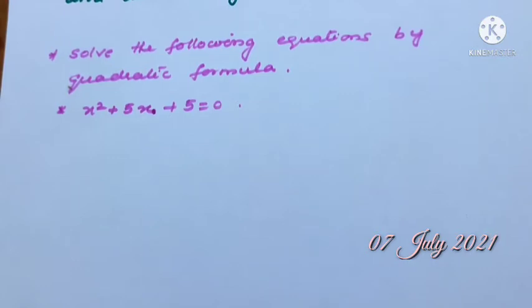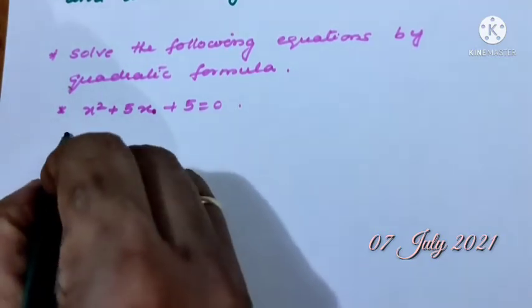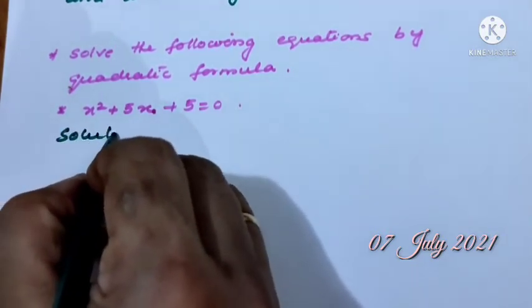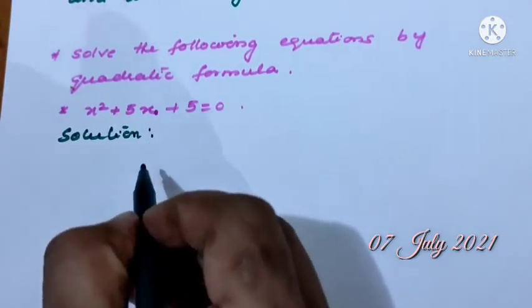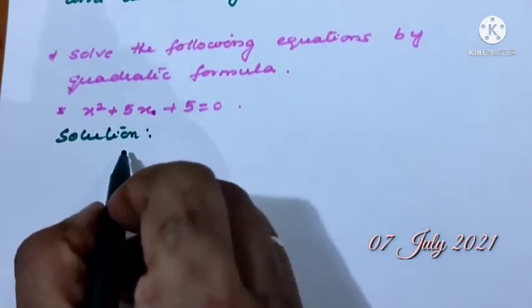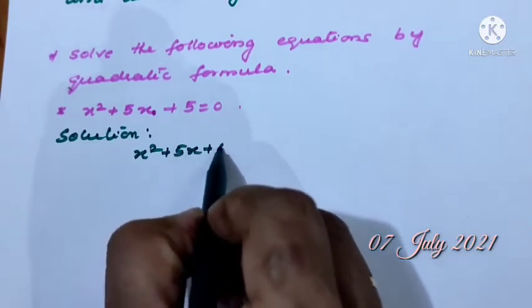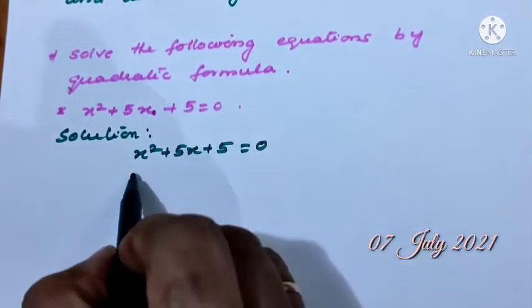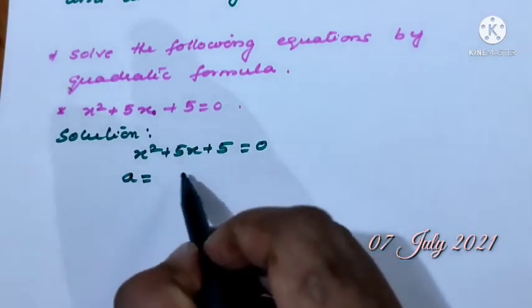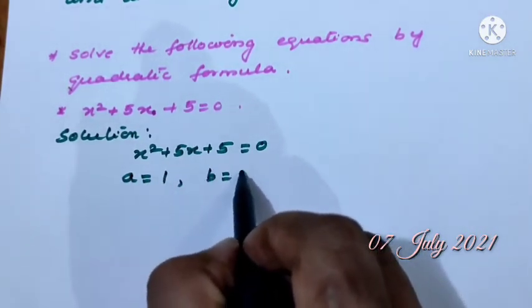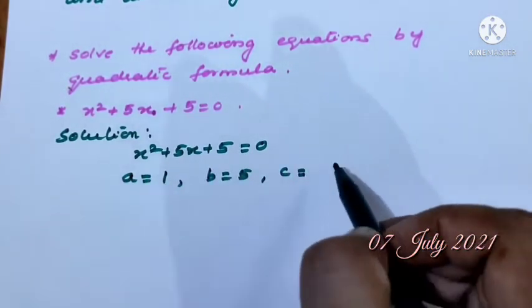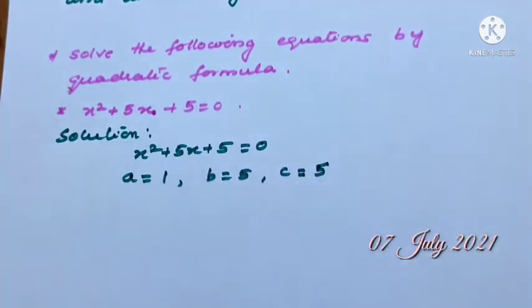Solve the following equation by quadratic formula: x square plus 5x plus 5 equal to 0. So the given equation is this. What we should do is compare with the original equation first. So by comparing, again I'll take down x square plus 5x plus 5 equal to 0, standard form only. Now by comparing with the general formula, a equal to 1, b equal to 5, c equal to 5 only. So a equal to 1, b equal to 5, c equal to 5.